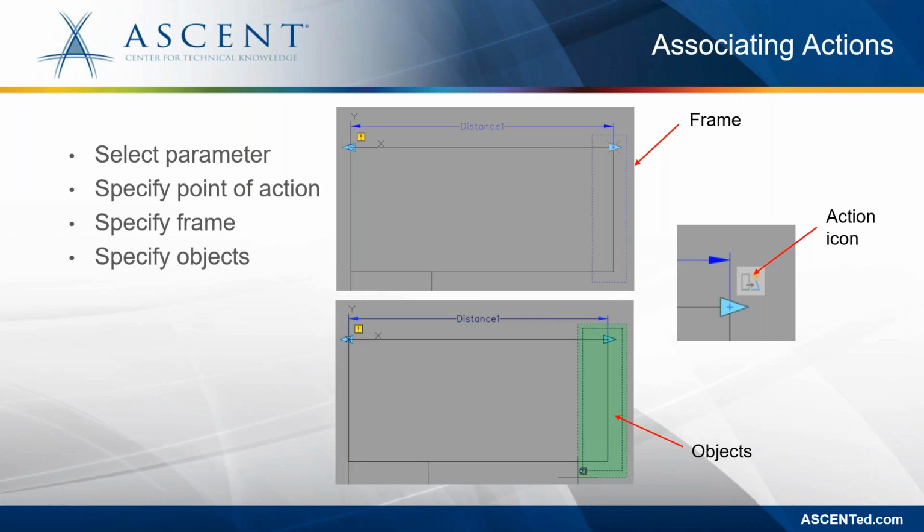Now, in the lower image on the left side, you can see the area which is called the frame. And you can see the green crossing window defining the objects. Once you complete the process of associating an action, the icon for the action is displayed along with the parameter grip. You can see that the action icon has been associated with that right parameter grip point on the screen.